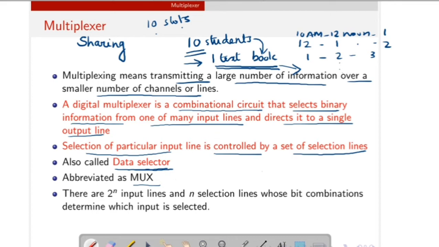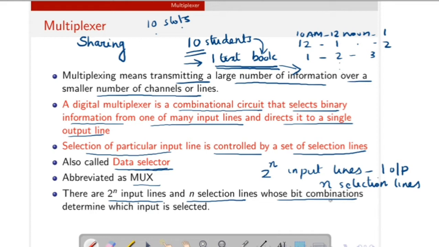What is the relation between the inputs, outputs and the selection lines? There are 2 raised to n input lines and only one output line. For the 2 raised to n input lines, there are n selection lines. So from the 2 raised to n input lines, the n selection lines select one of the inputs and direct that input to the one output. Clear? So 2 raised to n input lines and n selection lines whose bit combinations determine which input is selected.